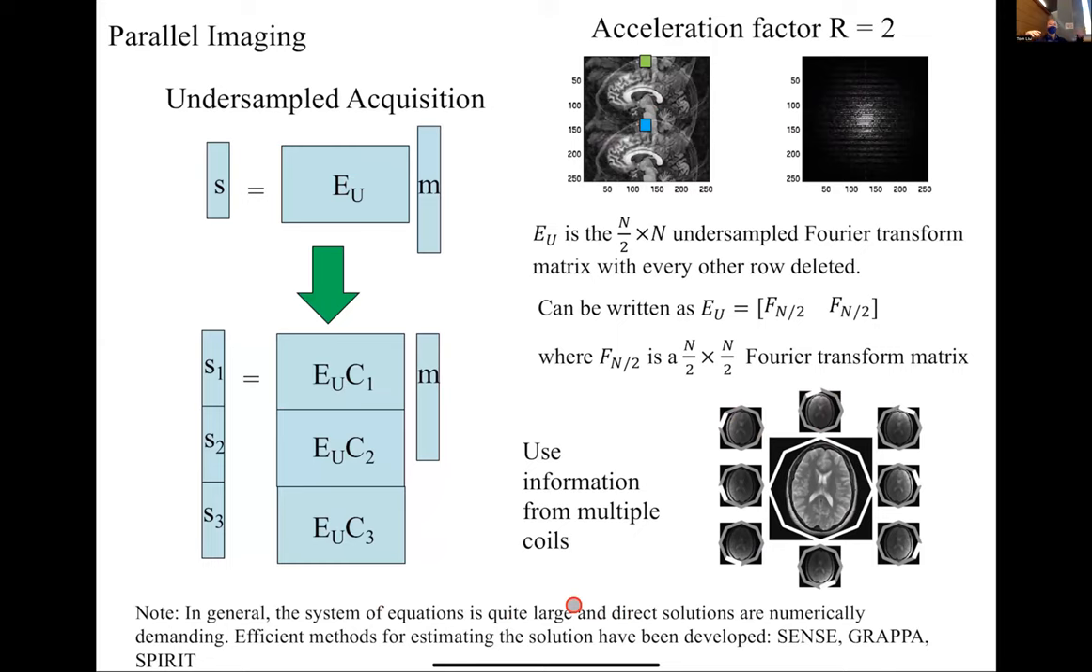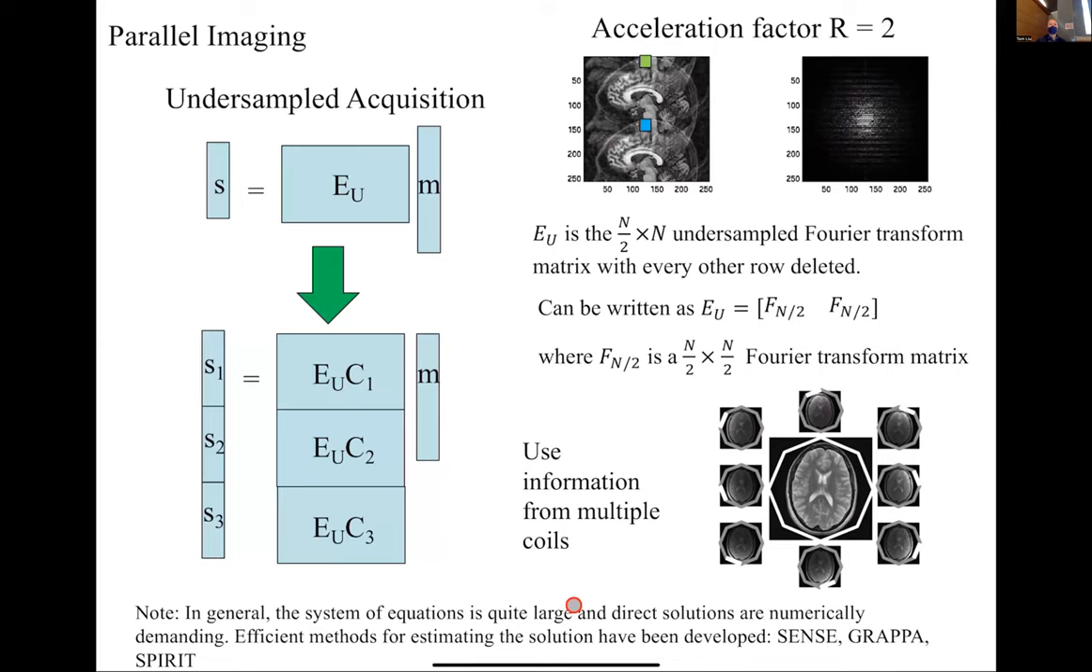The drawback is the system of equations you come up with is really big. Let's say you have a 200 by 200 image. That's 4 × 10⁴, 40,000. So 40,000 by 40,000, that's a really big matrix. And then you have multiple coils. Let's say you have 32 coils. You have 40,000 by 40,000, and then you have to multiply that by 32. So you end up with these huge matrices.